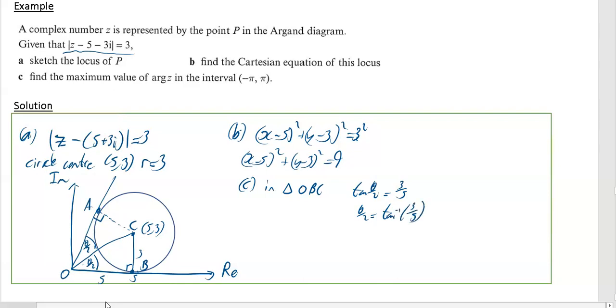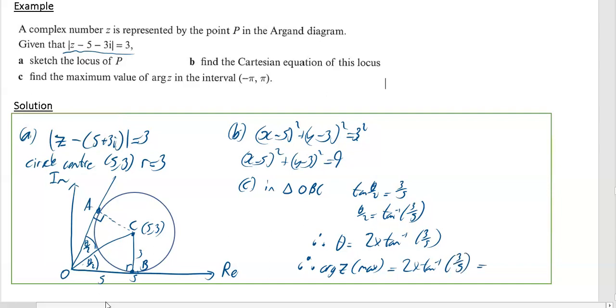There's no need to actually work it out. Just say, therefore, theta is equal to 2 times tan to the minus 1 of 3 over 5. Therefore, your arg z, and it's a maximum, is equal to 2 times tan to the minus 1 of 3 over 5. And let's just do that on a calculator to see what we get.